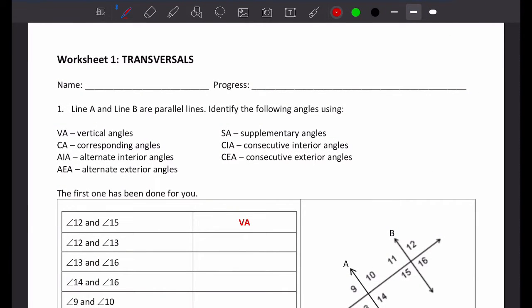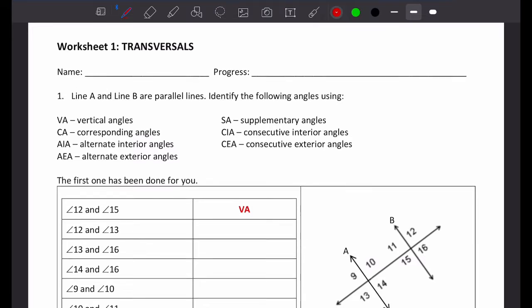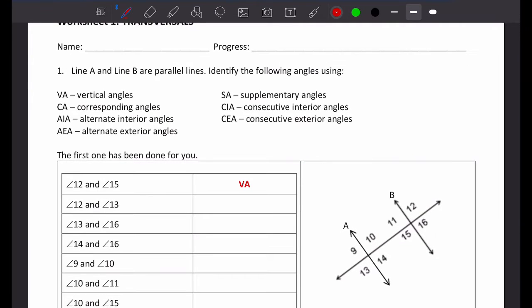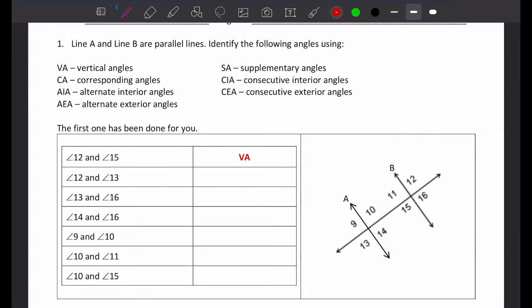Okay, so I posted the answers to the Transversals worksheets, but I'm also doing a video tutorial on it because there are quite a few who still have a little bit of a problem understanding the different angles and the relationship between the angles, okay? So that's what we're going to do here. So let's go through the first example, okay?